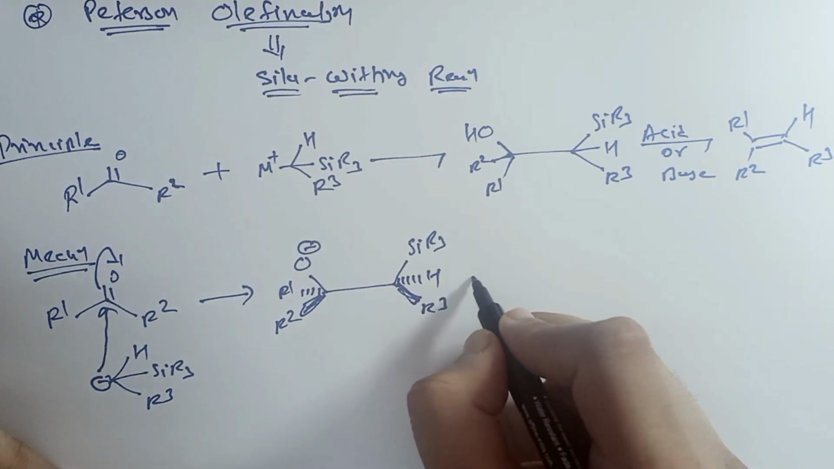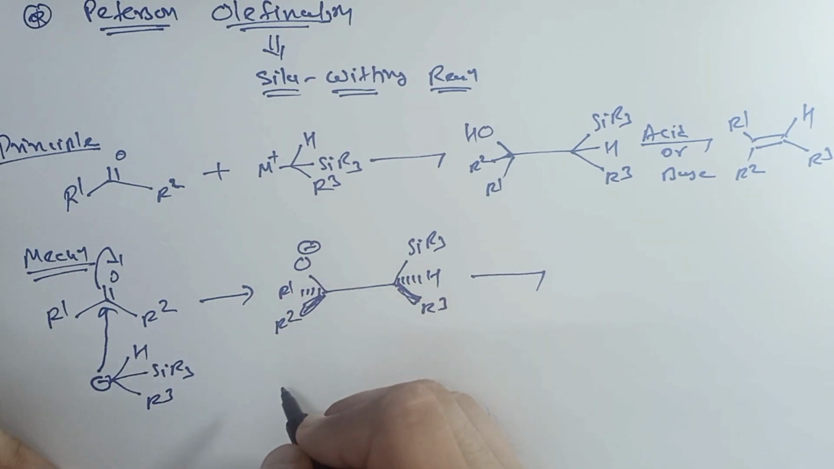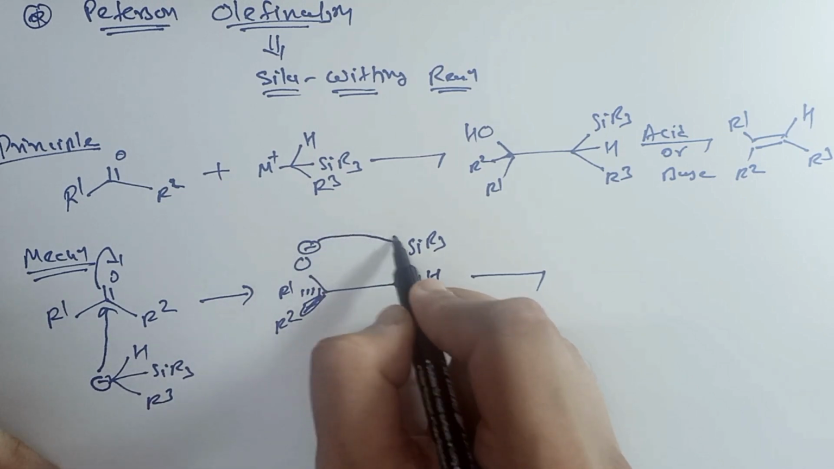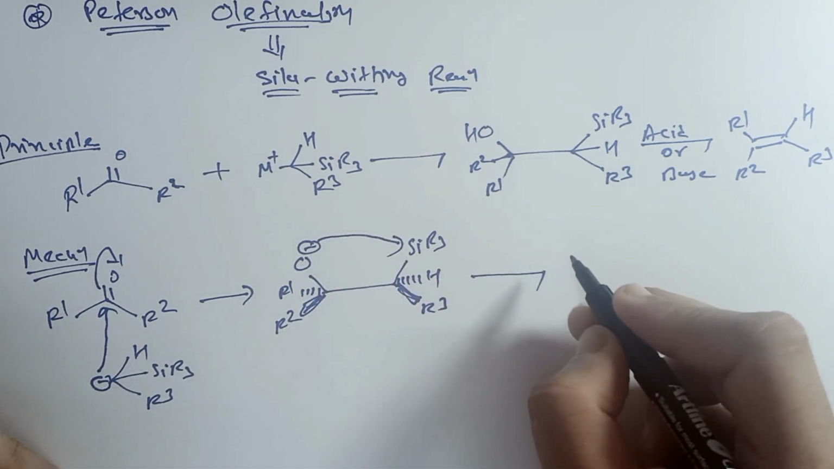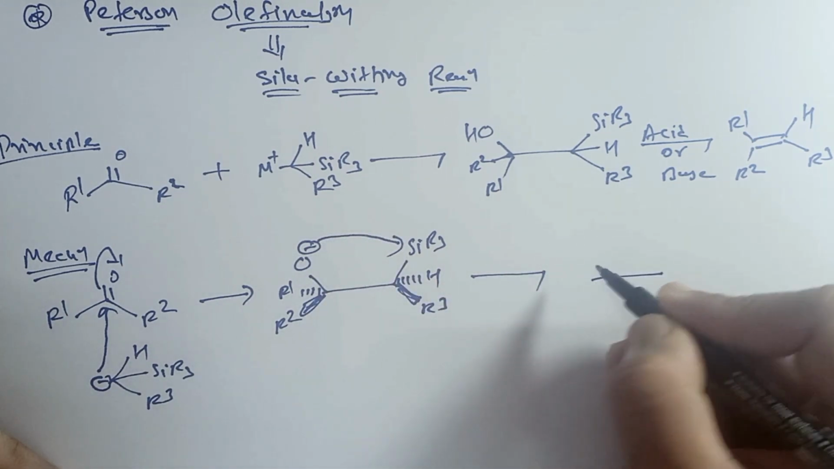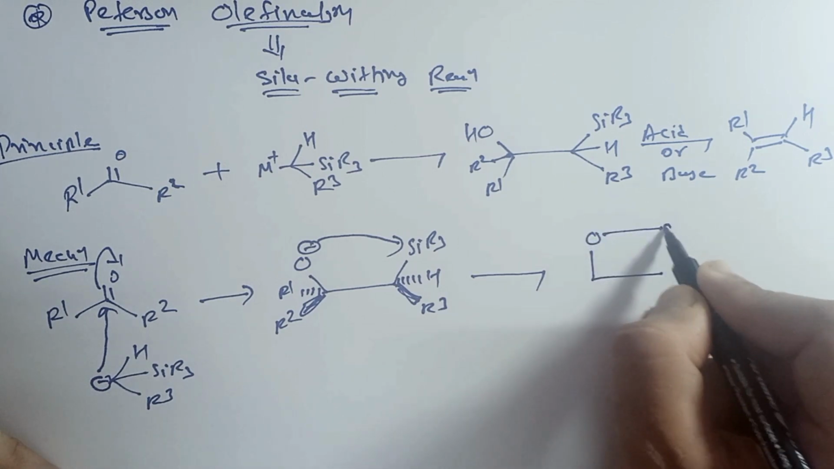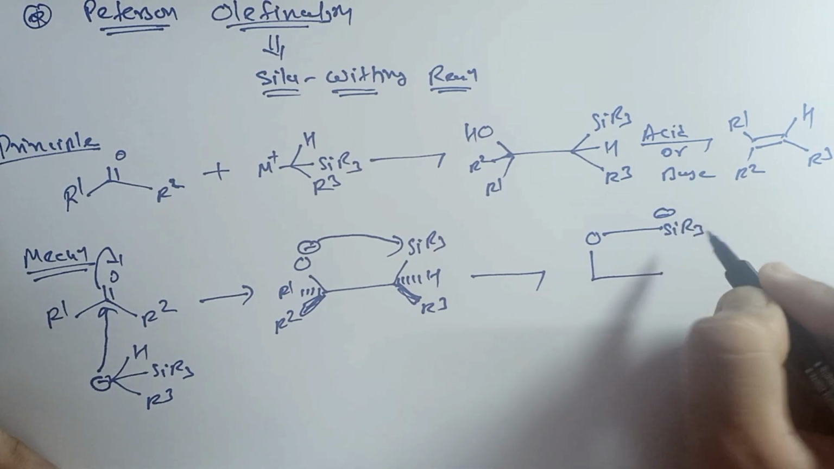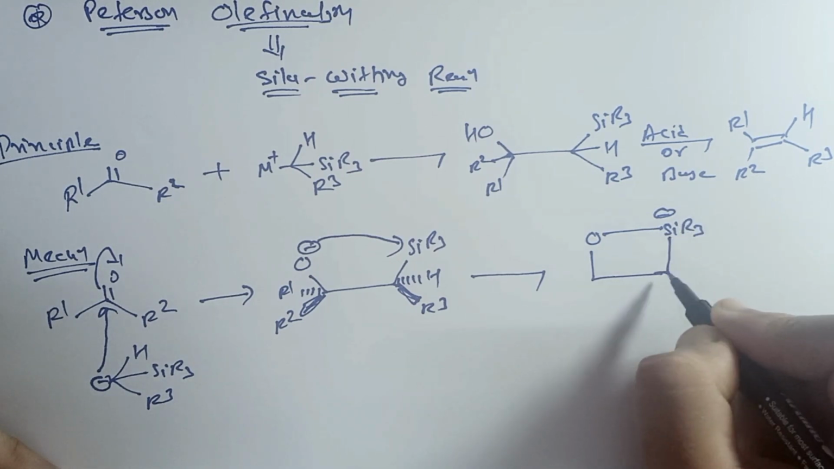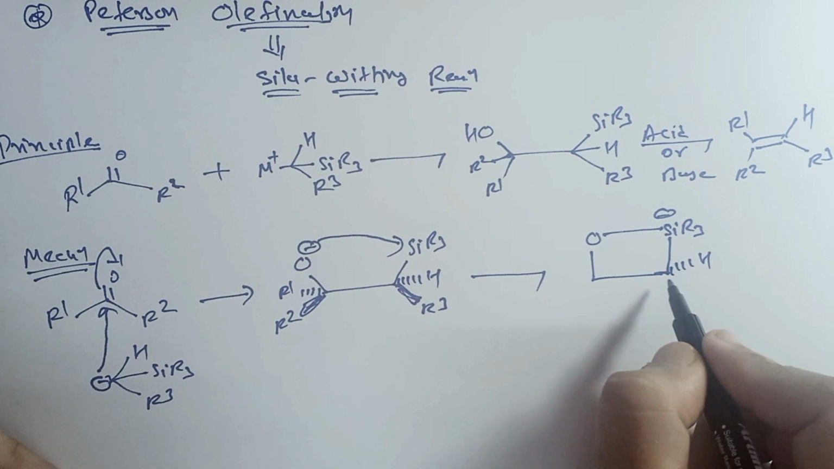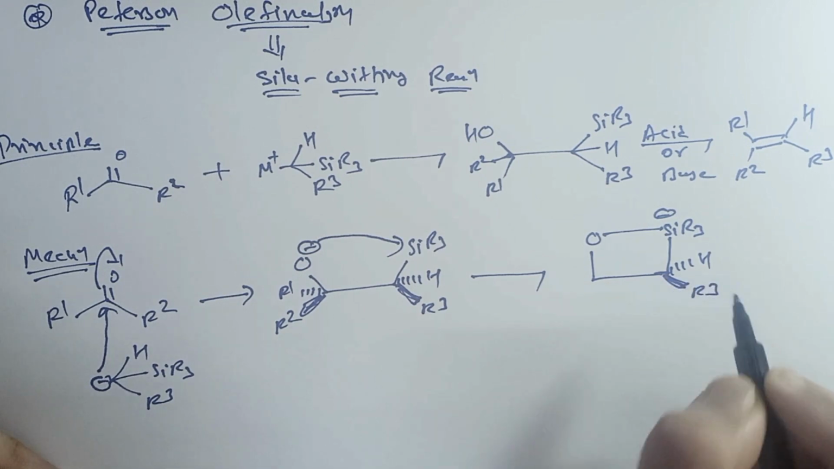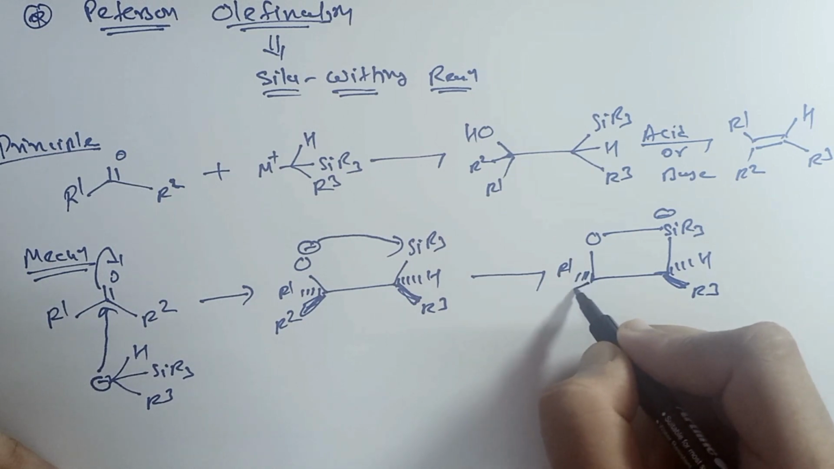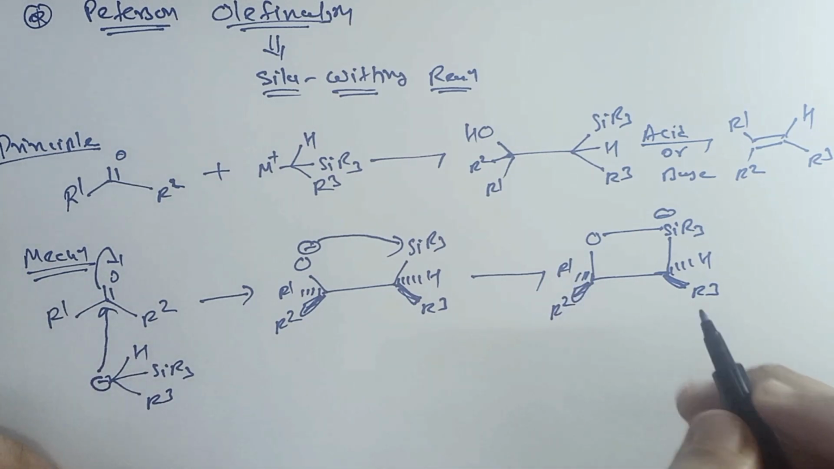So now here we have a Wittig-type intermediate, we can say. Now this oxygen will make a bond towards the silicon, because silicon is more electropositive. So the oxygen makes a bond towards the silicon. Silicon accepts the electron, which is why it has a negative charge over here. Here we have this type of intermediate, with hydrogen at the back side, R3 on the front side, R1 at the back side and R2 on the front side.